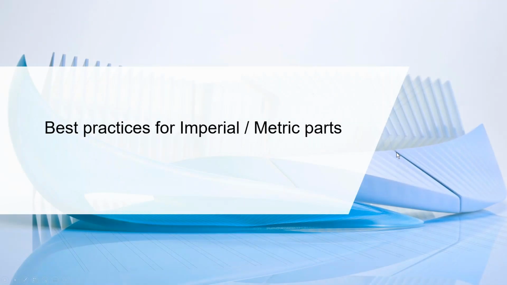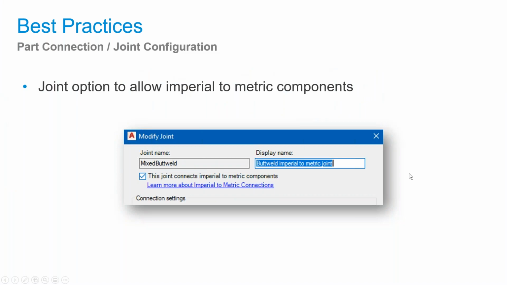So just to cover off a couple best practices here for Imperial and metric parts, there is an option to allow you to connect Imperial components to metric components, and that's a checkbox within the project setup options there. If you go in and look at, for example, the mixed butt weld, which is a default joint name there, it has a checkbox to allow this joint to connect Imperial and metric components. So there's a little hyperlink here. It'll take you to the help file documentation to explain what that's about. But it's really just allowing you to connect Imperial to metric, and it's not really looking at the units there.